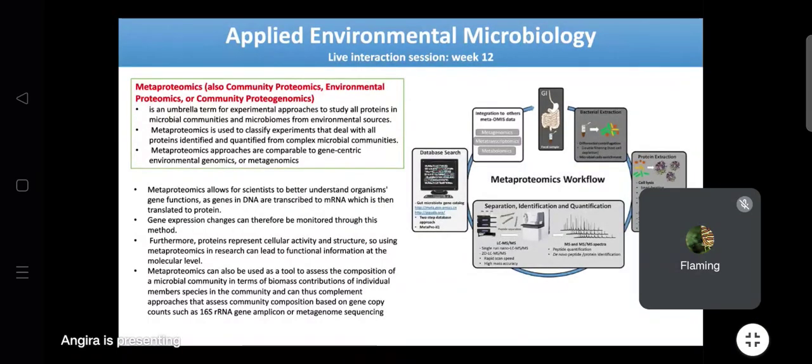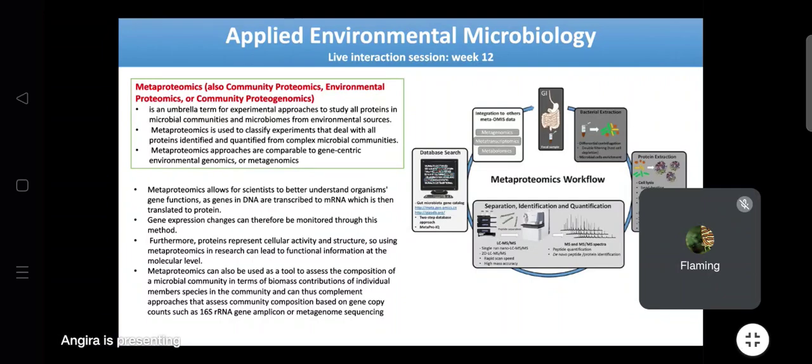So, if you check the workflow of metaproteomics, it allows scientists to understand organisms' gene functions because from DNA, it is transcribed into RNA and then it is translated into protein. So when this change in gene expression is observed, then one can further monitor what changes will happen in the protein due to this gene expression change. So basically the proteins that represent this particular gene will also go through a change because of the difference in expression of the gene.